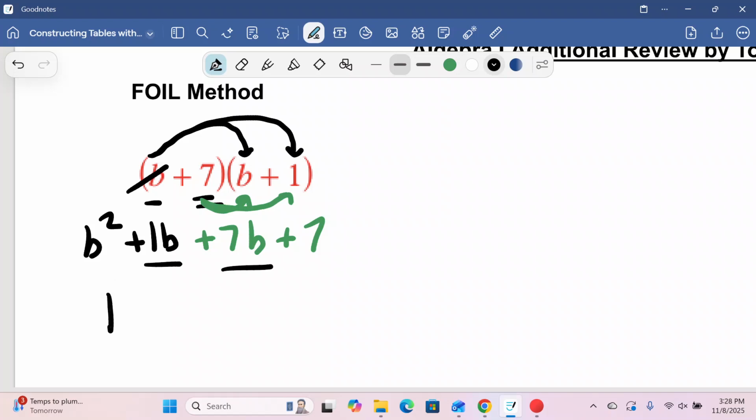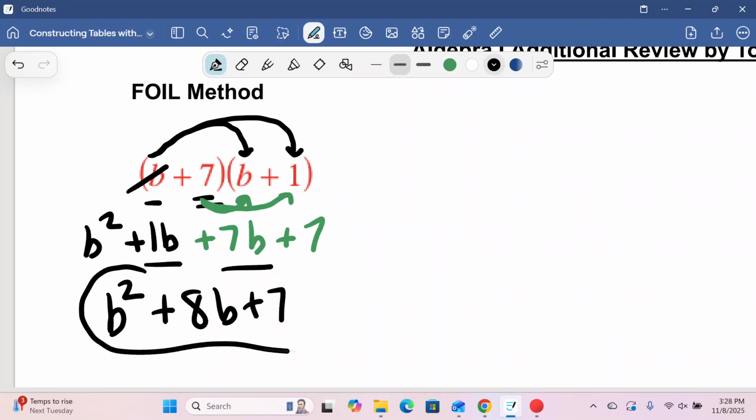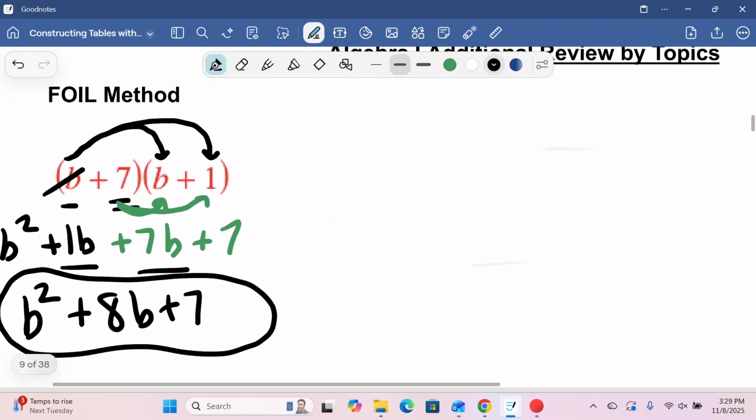So what you're going to do is bring down the b squared. You're going to combine the 1b plus 7b, which gives you 8b. And then you're going to do positive 7. So once again, that is your simplified terms. You cannot go any further because you have 3 different types of terms: a b squared, a b, and a 7. That's like talking about a chicken, a cow, and a duck. You can't combine them and just call them 9 ducks together. So again, that is a simplified version of the FOIL method.